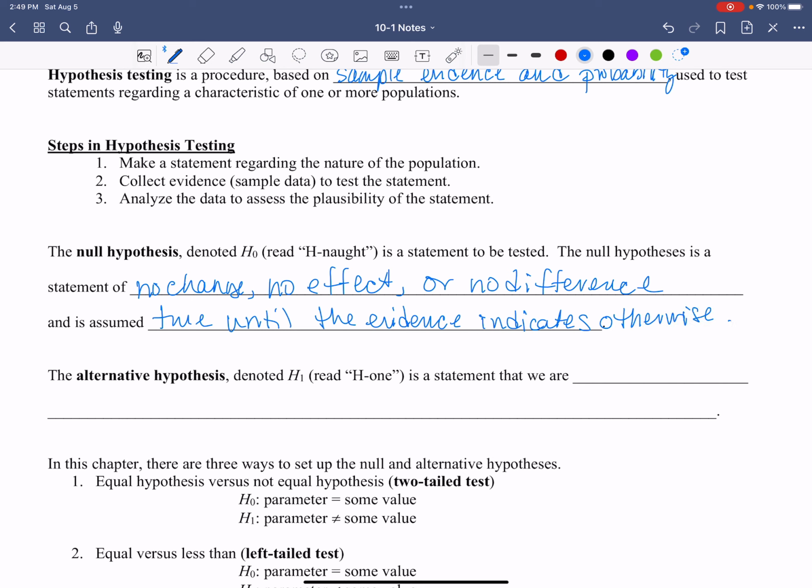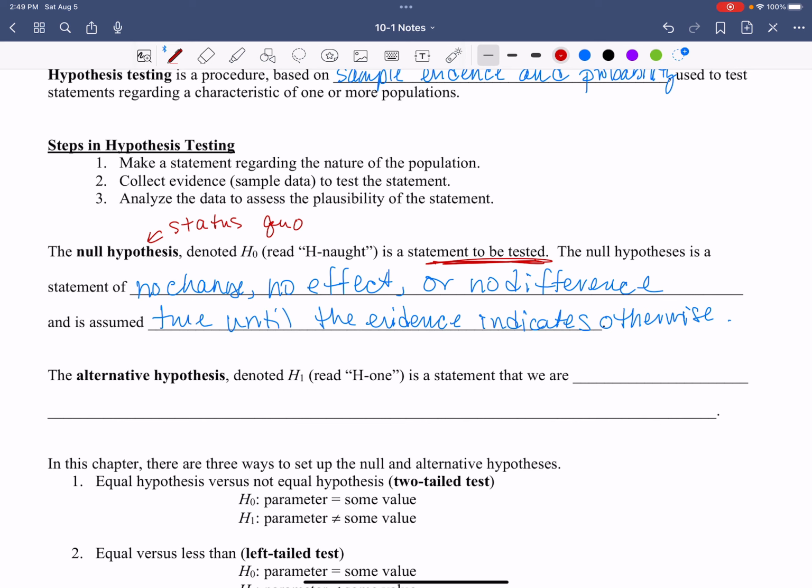All right, so the null hypothesis. This is the statement to be tested. This is what you start with. This is what's also sometimes called the status quo. What you start with, your initial statement. It is a statement to be tested. It's what you start with.